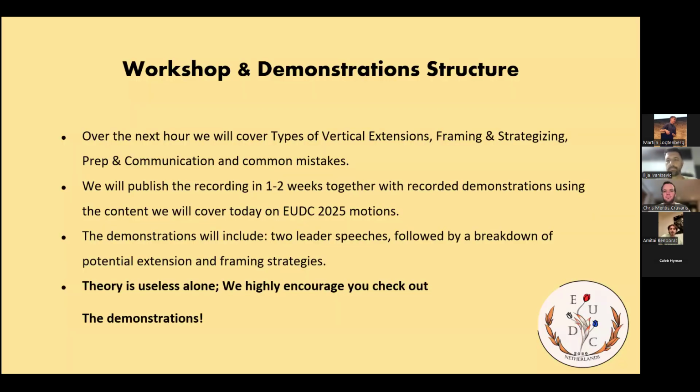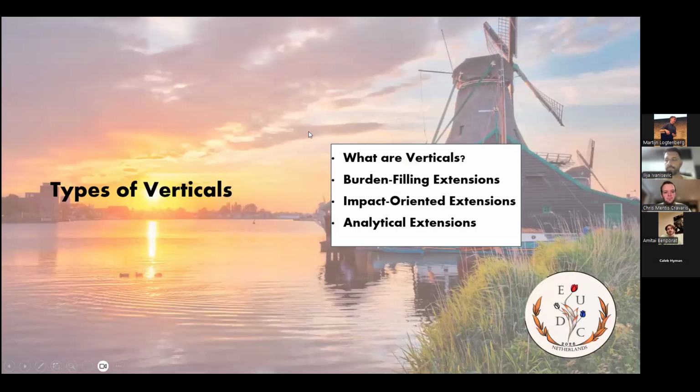Into the first section of this workshop, which is going to be about types of verticals. Ilija, take it away. Actually, I think that's me.